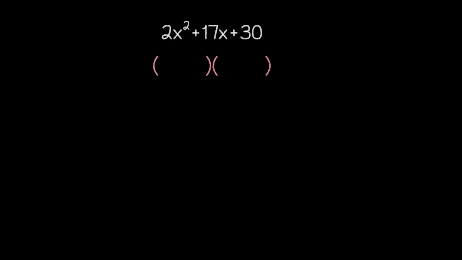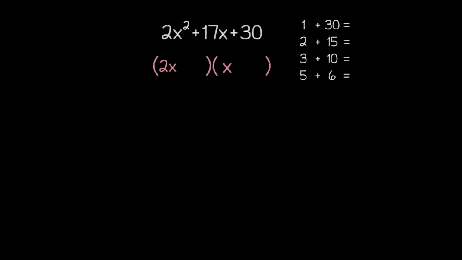So we need to ask ourselves, how is it possible to get 2x squared as the quadratic term of our result? Thankfully, there's really only one option here, 2x times x. So let's put a 2x in one of our factors and an x in the other. Now, let's focus on the constant term of our desired result, which is 30.